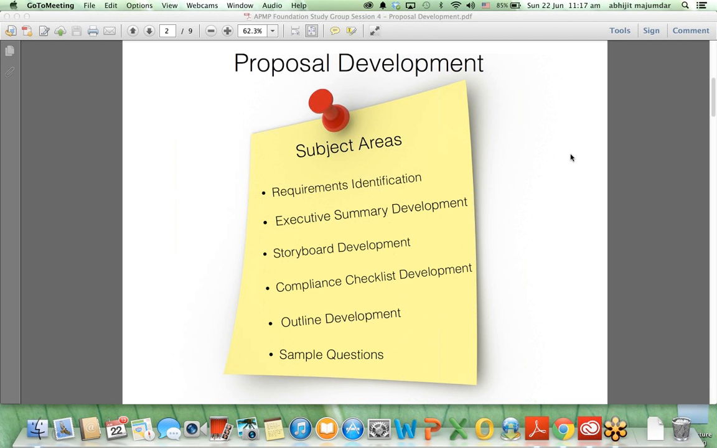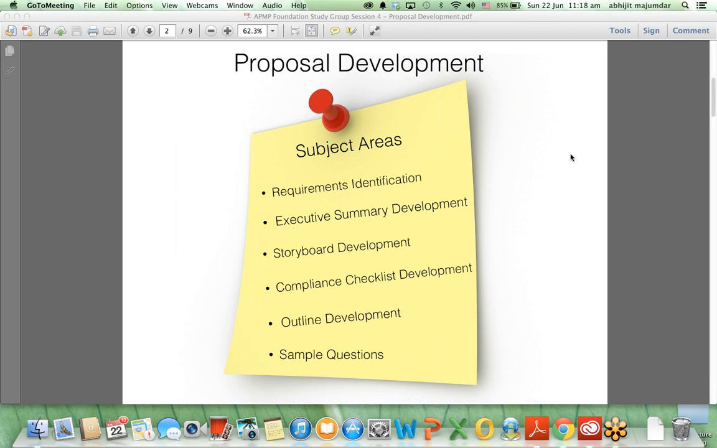So the compliance checklist is mandatory and a very important factor to ensure that you at least move to the next levels, where your proposal is actually assessed in its full form. So that is a very important thing, the compliance checklist.